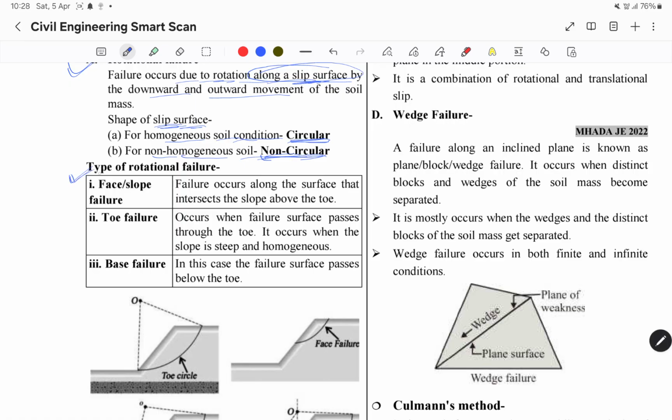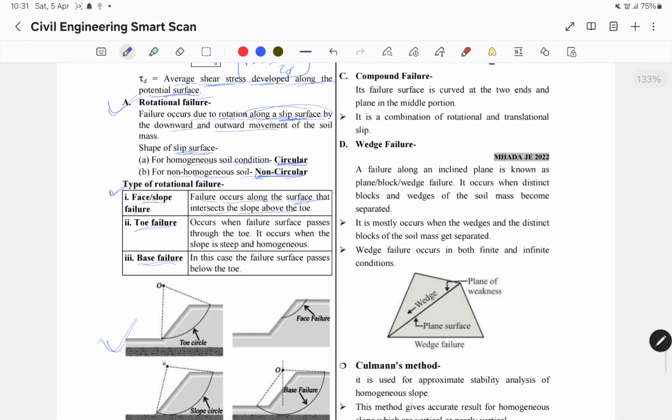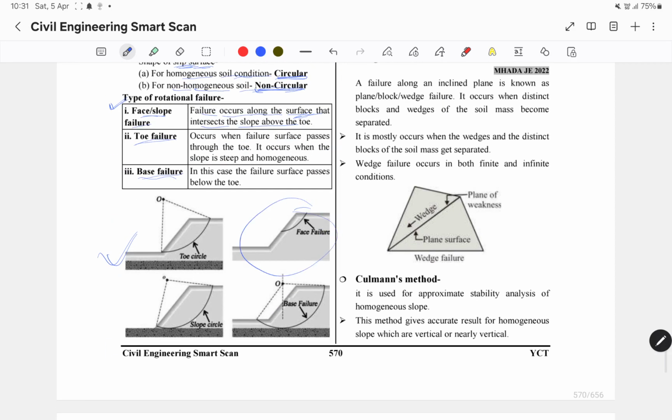Types of rotational failure: face or slope failure, toe failure, base failure. Face or slope failure occurs along the surface that intersects the slope above the toe. Failure occurring above the toe is face failure.